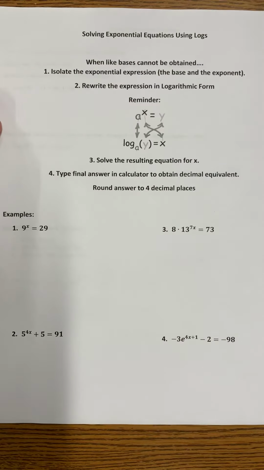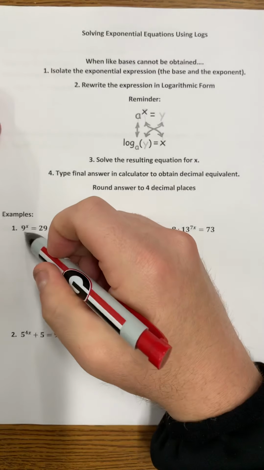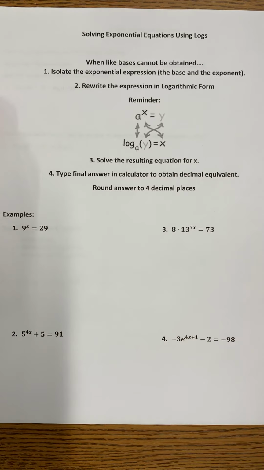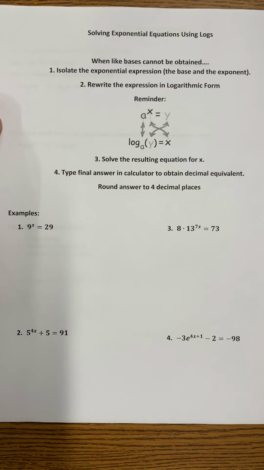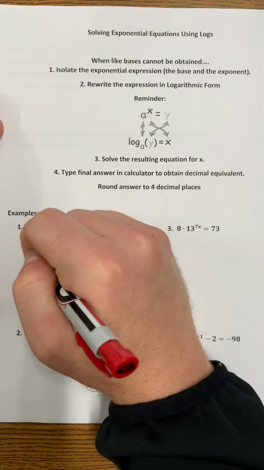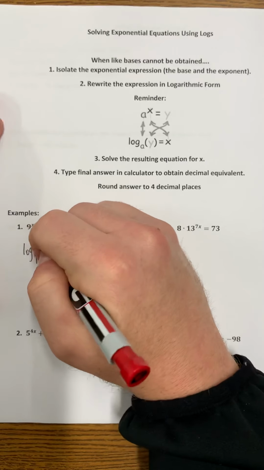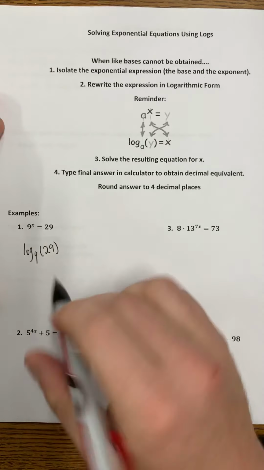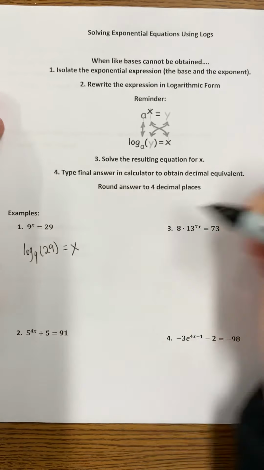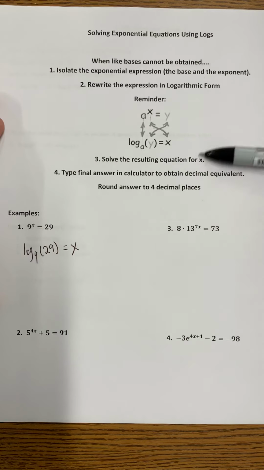So example 1, the base and the exponent, 9 is the base, x is the exponent, it's already by itself. So we're going to rewrite that expression in logarithmic form. The base is 9, and then the x and the 29 are going to switch. So we get log base 9 of 29 is equal to x. We want to solve the resulting equation for x.